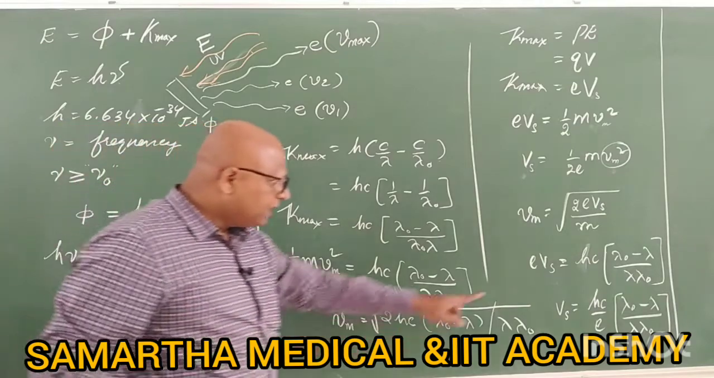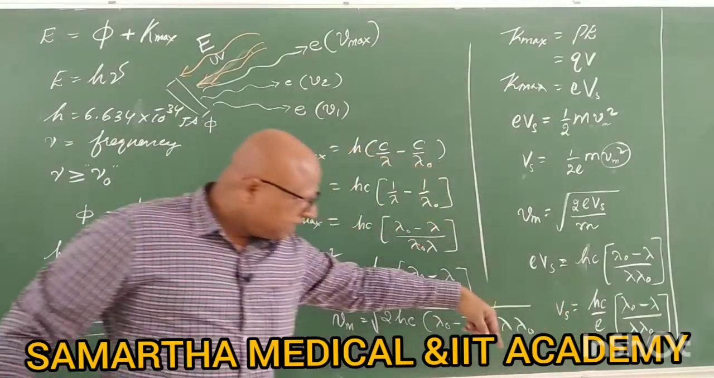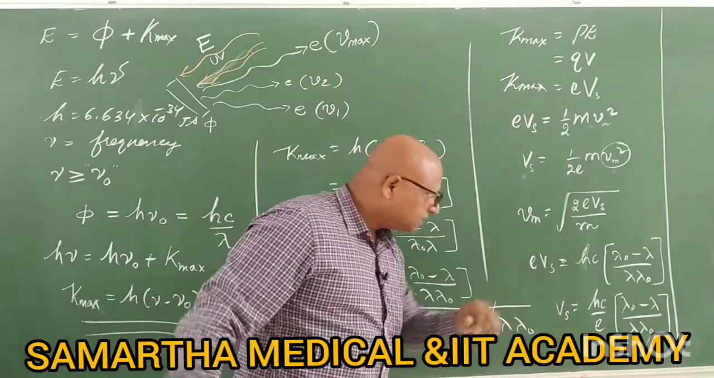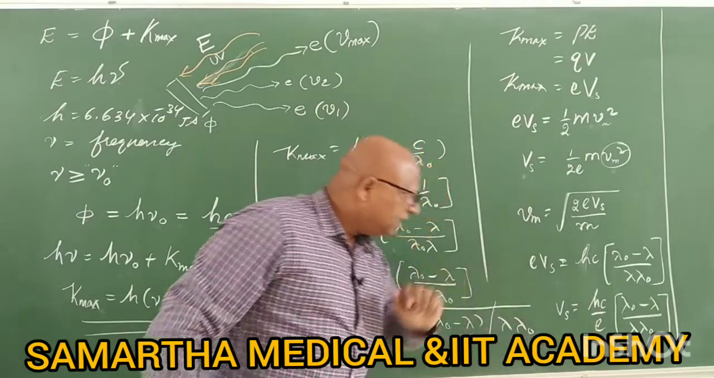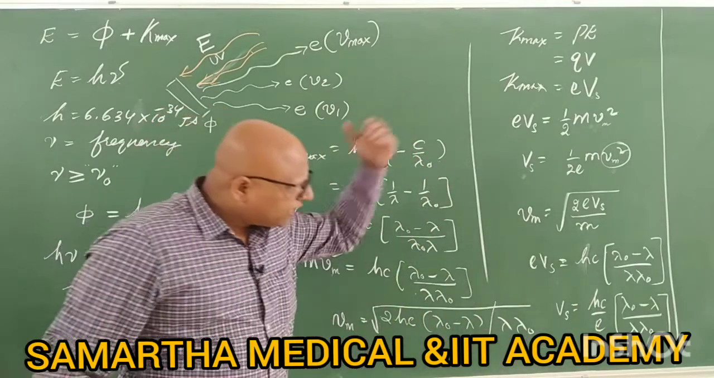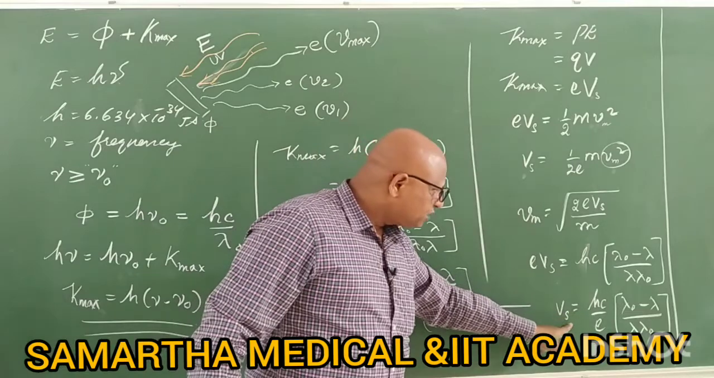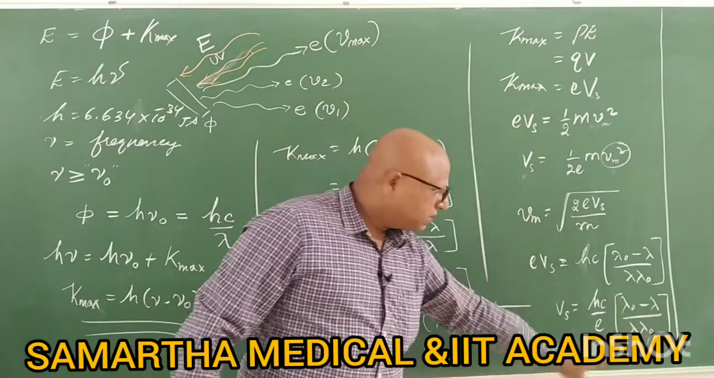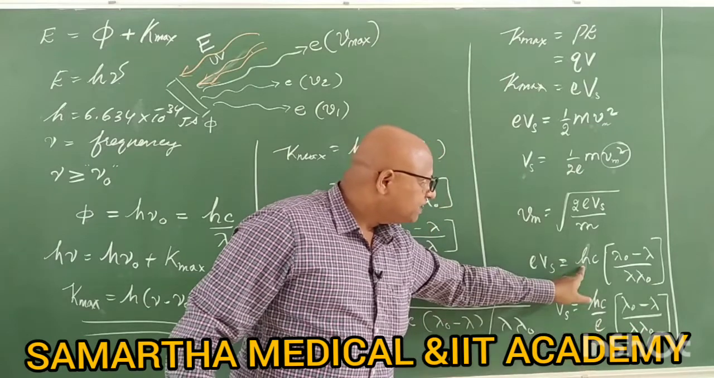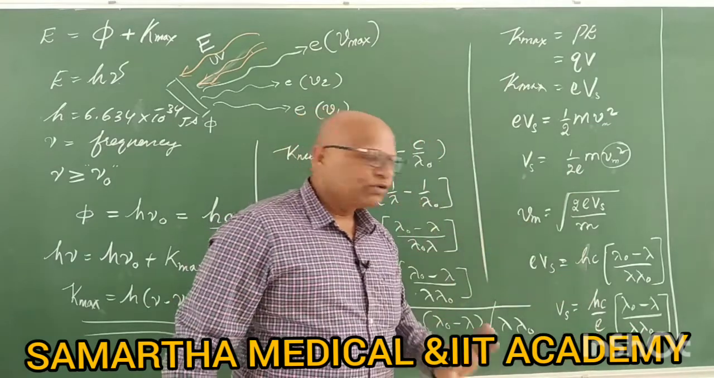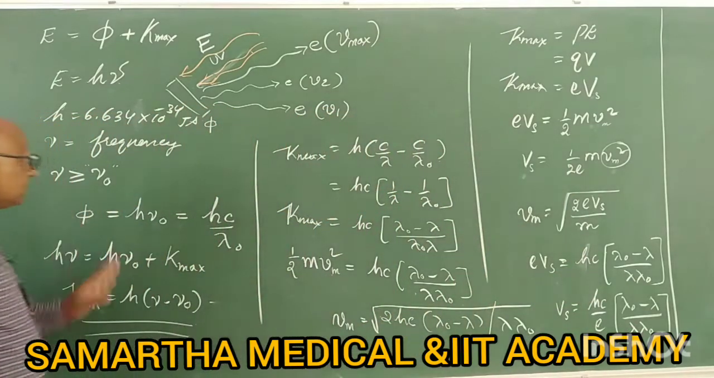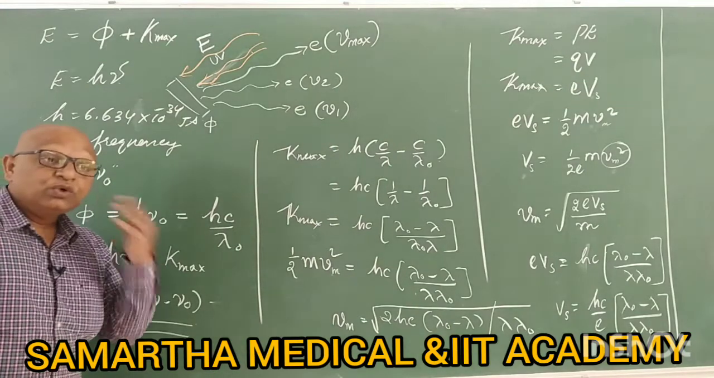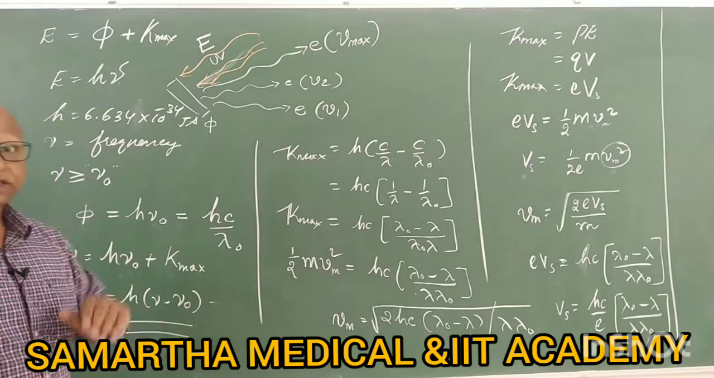For example, H is a constant, C is a constant, E is a constant. Hc by E is a constant for all calculations, because here in this expression Vs changes, lambdas will change, but Hc by E, Hc, these things are not going to change. That's why it is better to understand and memorize those constants as shortcuts.